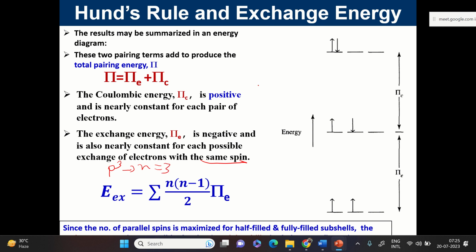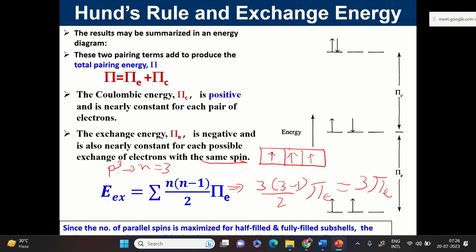The way we have considered, if we are having 3 electrons in parallel. So now switch to the formula and you will get the same answer which I have got without using any formula. Number of exchanges is 3, so n is 3. Use this formula, 3 into 3 minus 1 by 2 exchanges. So what you are getting finally is 3 pi e, right?